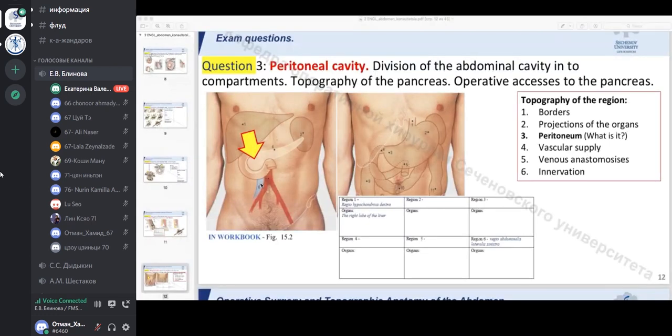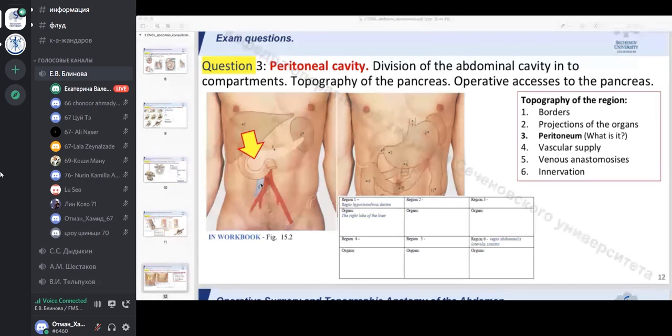The pancreas is supplied by the pancreatoduodenal arteries, superior and inferior. The superior is a branch of the gastroduodenal artery, and the inferior is a branch of the abdominal part of the aorta.